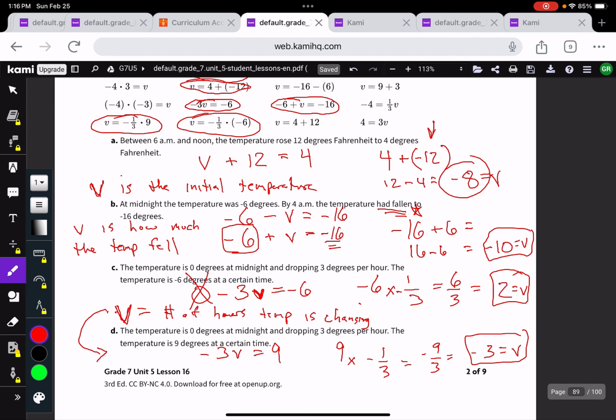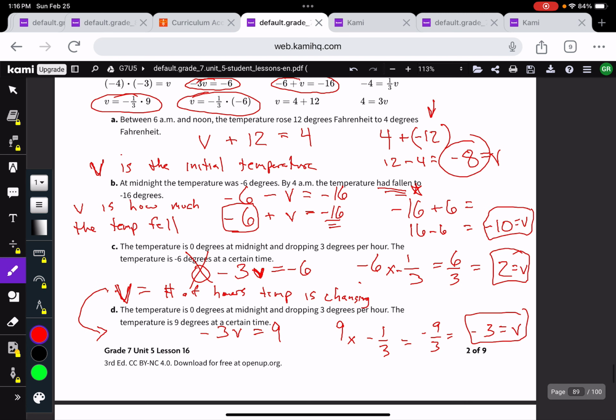And so what does negative 3 mean? How can we have negative time for this equation? Well, it just means if it was 0 and it was 9 degrees at a certain time, that means 3 hours ago. That means not 3 hours from now. It means 3 hours ago it was 9, I'm sorry, and now it's 0. Okay.